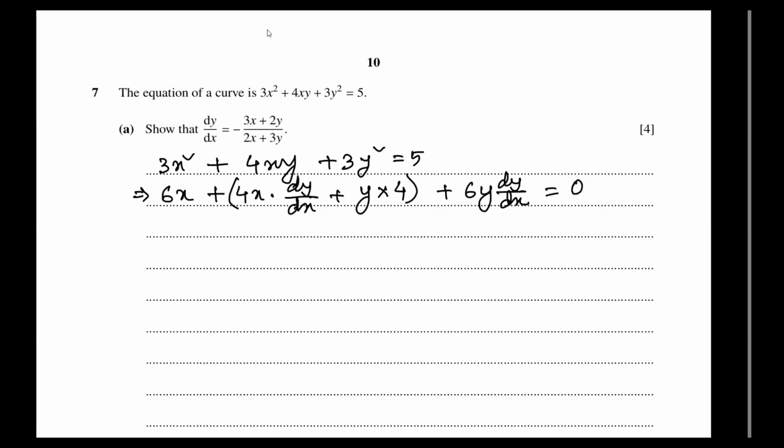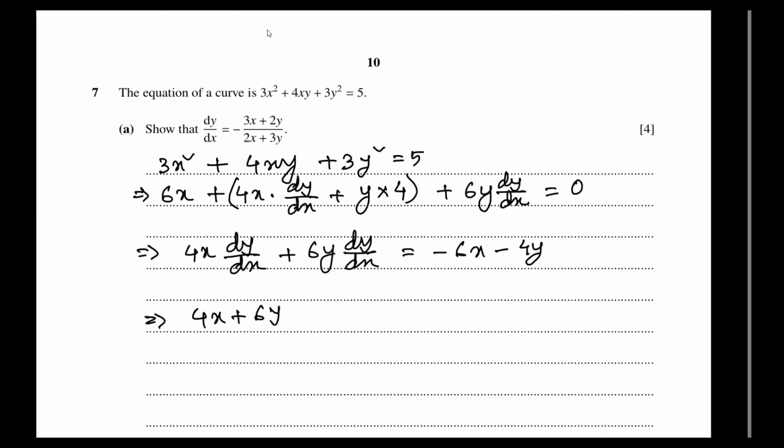Now combine the dy by dx terms together: 4x dy by dx plus 6y dy by dx. And let's take the remaining terms to the right side: minus 6x minus 4y. Then we take 4x plus 6y common on the left hand side.